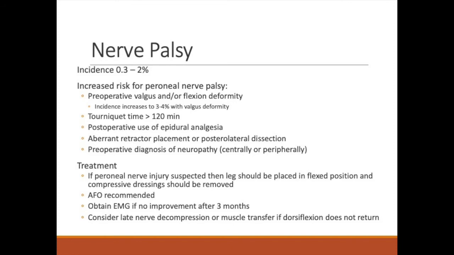Treatment: if a peroneal nerve injury is suspected, then the leg should be placed in flexion and compressive dressing should be removed. This is some of the stuff we talked about previously. An AFO is recommended if they have foot drop for fall prevention and to keep the Achilles stretched out. And then you want to usually just observe this, but obtain an EMG if no improvement is noted after 3 months to see if it warrants surgical exploration of the nerve. You want to consider late nerve decompression or muscle transfers if dorsiflexion does not return.